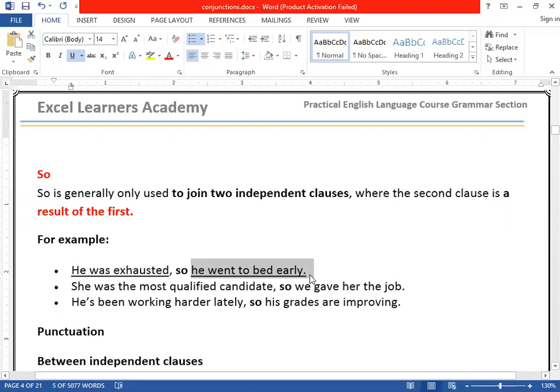He was exhausted is the cause, and he went to bed early is the result. So in this case, the conjunction so is a coordinating conjunction connecting two independent clauses. She was the most qualified candidate, so we gave her the job. As a result, we gave her the job. He has been working harder lately, so his grades are improving. As a result, his grades are improving.